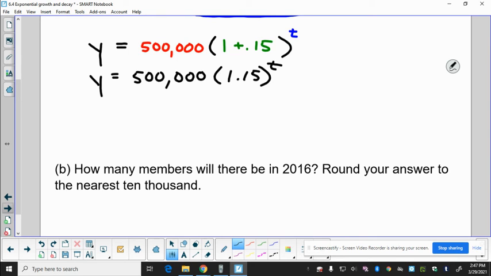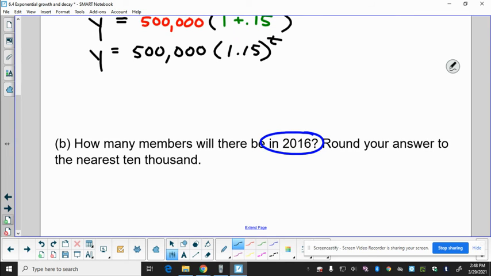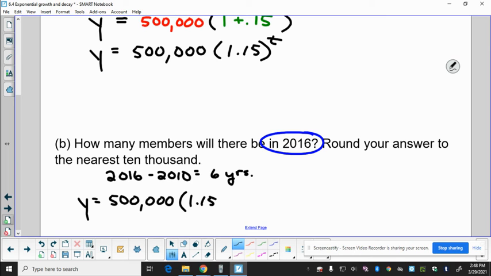How many members will there be in 2016? This is very important. See if you can figure that out. Well, the key to that is knowing that the exponent represents the year after 2010. So 2016 minus 2010 is 6 years. That's crucial to getting this problem done correctly. So my equation, you can use either form you want, needs to be raised to the 6th power.